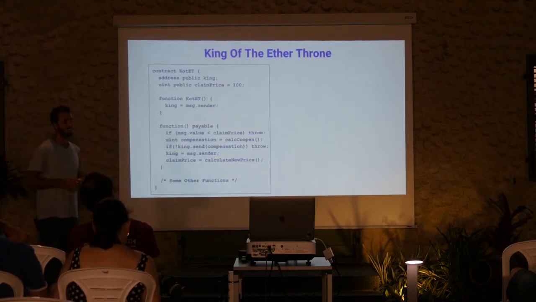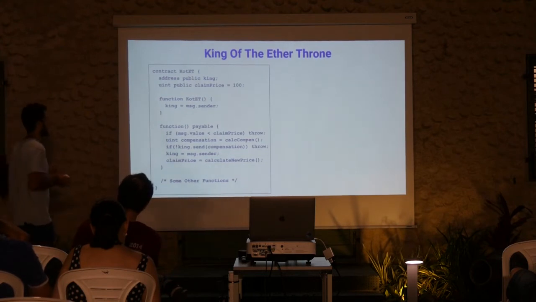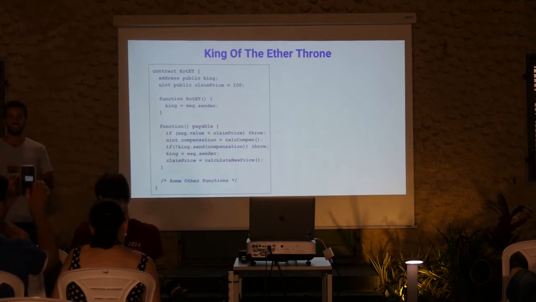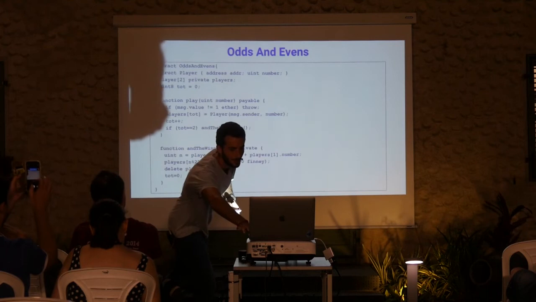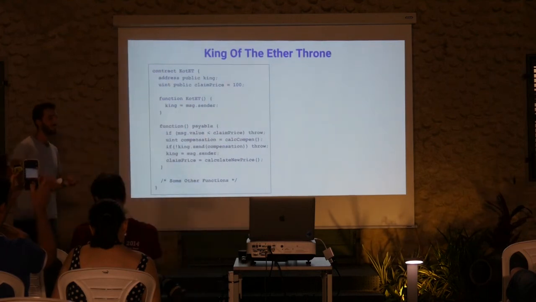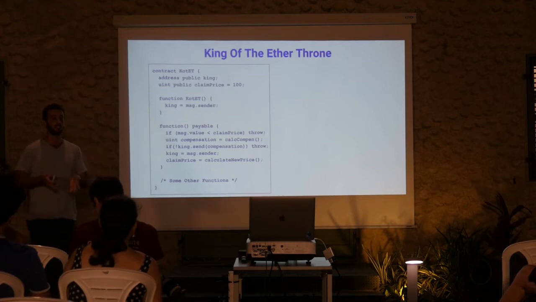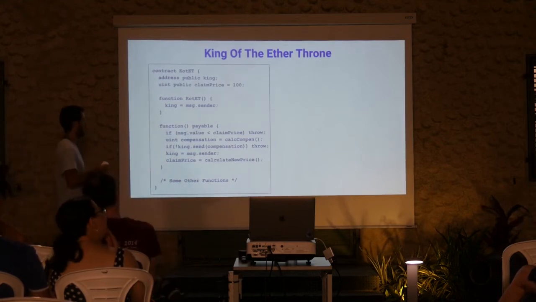Okay, the next attack is the King of the Ether Throne. This is a game. This is a classic pyramid scheme. In this game, we have one king at a time. And in order to replace the king, we need to compensate the current king with an amount that's larger than the amount that the current king paid before. So let's take a look.